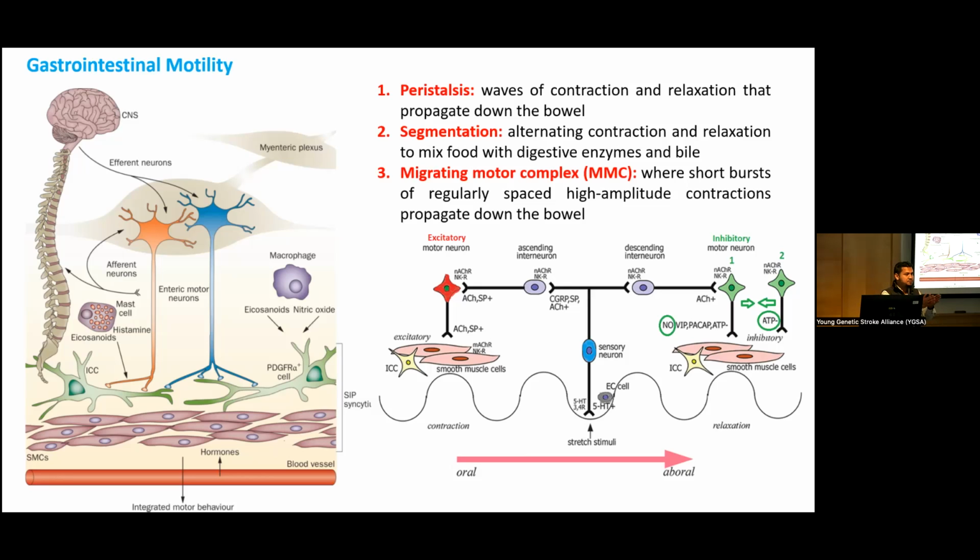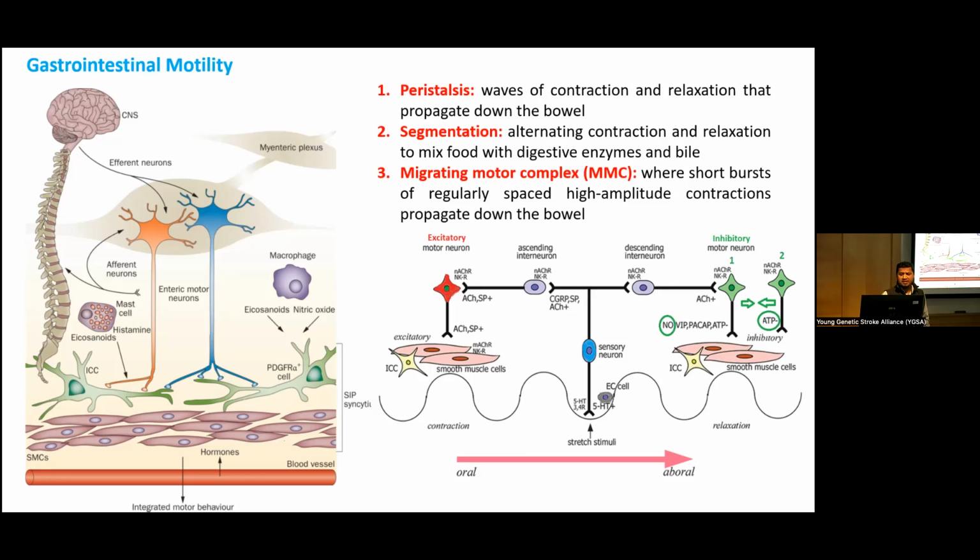So if you consider a specific region, simultaneously, the excitatory motor neurons are sending projections to the oral side that cause contraction. In the bottom part, you need dilation. That's the inhibitory motor neurons, they cause that dilation. So the food can mix, food can move forward. That type of pattern is called peristalsis.